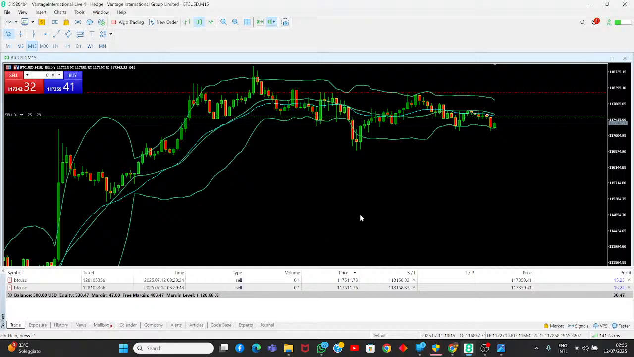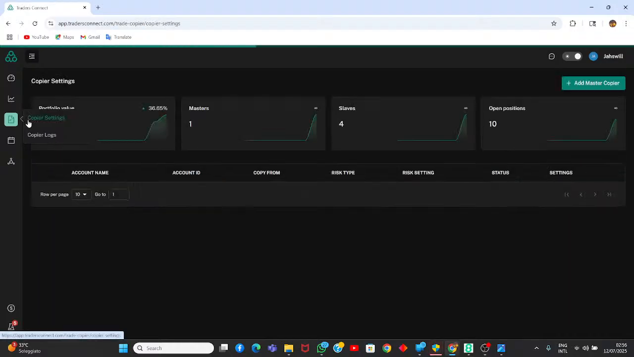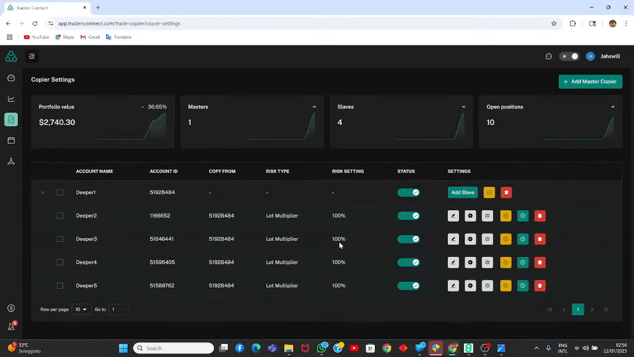I'm doing some tests to see if the copy trading is working. So what I'm doing is that I have deposited $500 in 4 accounts and €500 in one account, and my goal is to copy trade all of them. I have connected all of these accounts using Traders Connect, a copy trading platform.